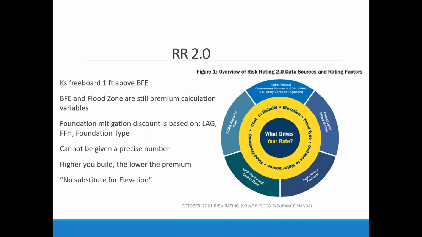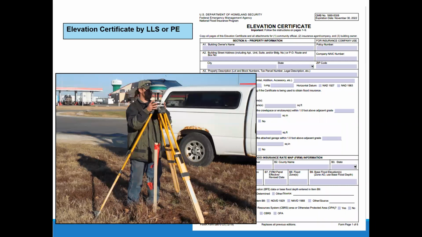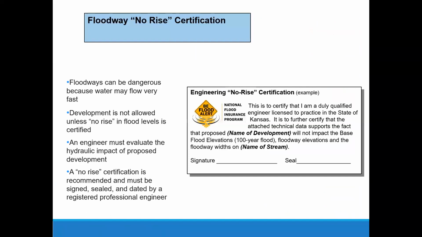All we can say is there's no substitute for elevation. Elevation is the best way to go, and so elevation will help you lower your premium. We just can't tell you by how much. And again, an elevation certificate has to be by a licensed land surveyor or professional engineer.